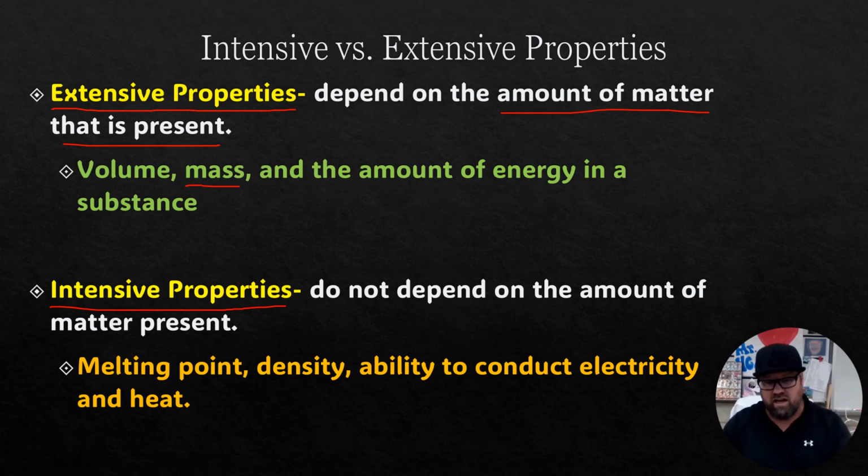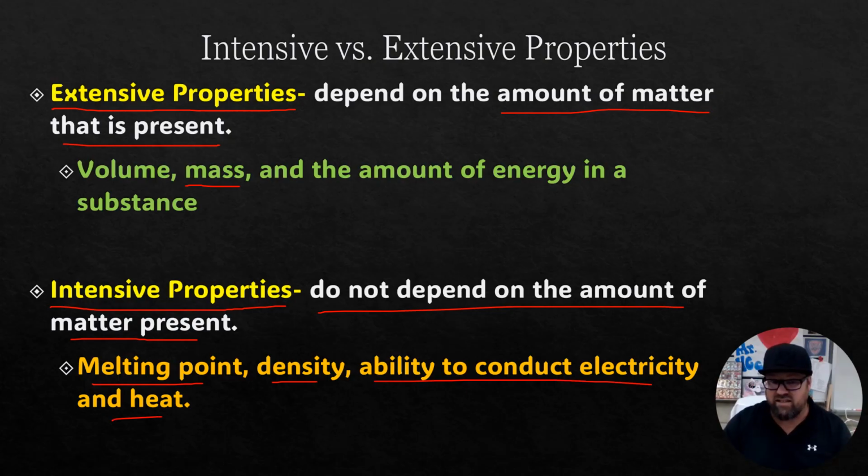Now, an intensive property does not depend on the amount of matter present. So, things like melting point, density, ability to conduct electricity and heat. And really, the big one is density. If you have a tiny gold ring or a huge gold chain, if it's pure gold, no matter how much sample you have, the density will be the same. Okay, so those are examples of intensive and extensive properties. And extensive are things like volume, mass, the amount of energy in a substance, those change with the amount. Density, melting point, boiling point, freezing point, those don't change.